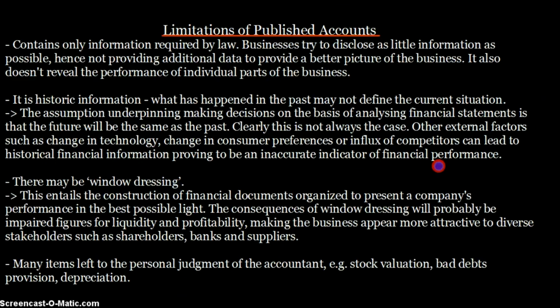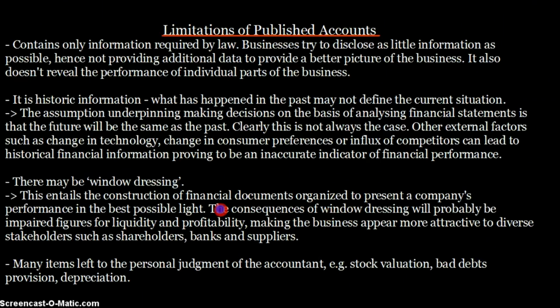Okay, generally it takes time to publish these accounts, so in the span of 3 months only, the business landscape must have changed in some way. Perhaps there's some influx of competitors, perhaps your competitor has launched a new competitive product, because of which you have to reduce the prices, and there are lots of stuff that can happen, because of which it does not indicate the current situation of the business. It is historic information. It tells you about the past, it doesn't tell you the present situation of the business. So that's one of the biggest limitation there is in published accounts.